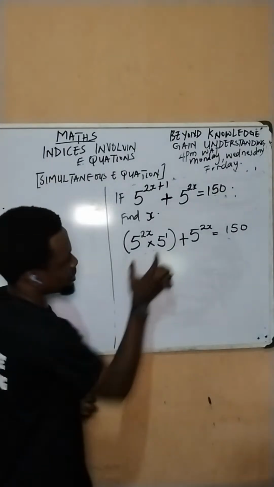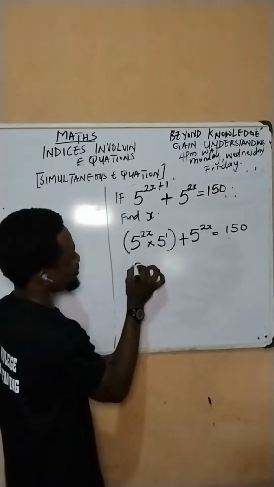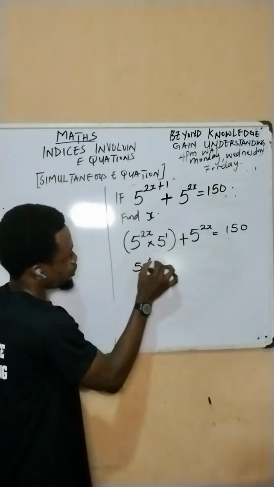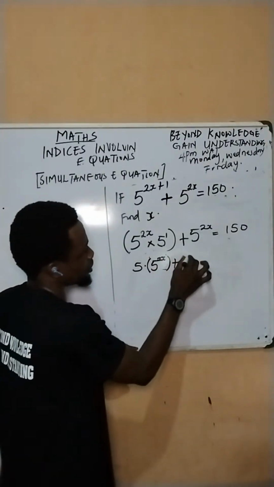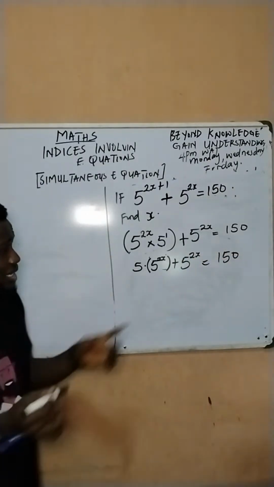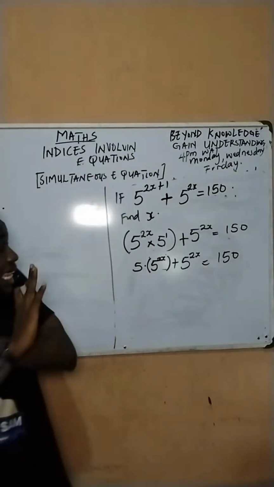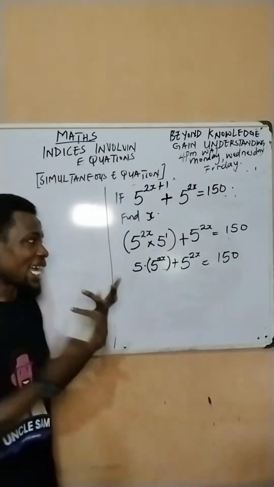Since we have this at this point in time, we can simply say that this is the same thing as 5, which is the same thing as 5 raised to the power of 1, multiplied by 5 raised to the power of 2x, plus 5 raised to the power of 2x equals 150. It's still the same thing. This and this are still the same thing. We've not done anything strange at this point. So what am I going to do here?